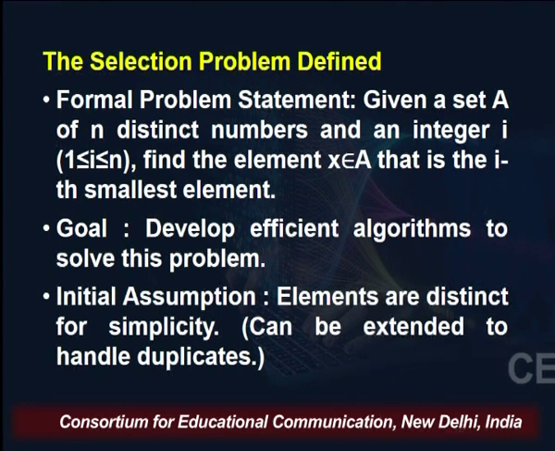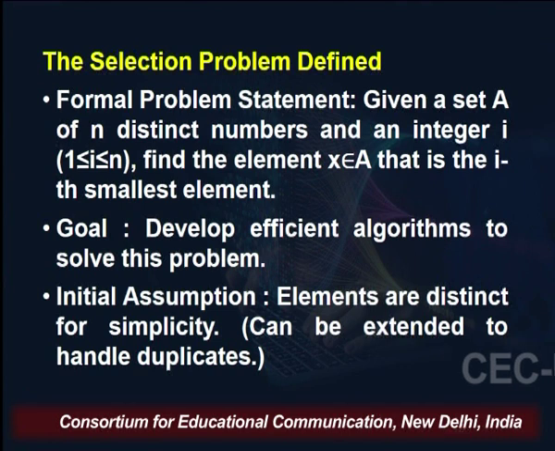This problem is more specifically known as the selection problem. The formal problem statement is: given a set A of n distinct numbers and an integer i, where 1 is less than or equal to i is less than or equal to n. What is the goal? What do we need to do? We need to find the element x belonging to this set A that is the ith smallest element.